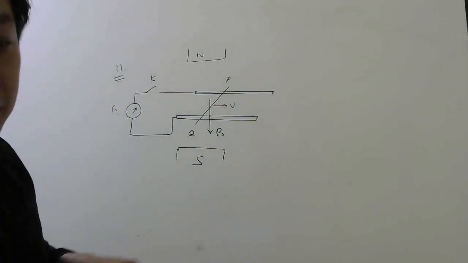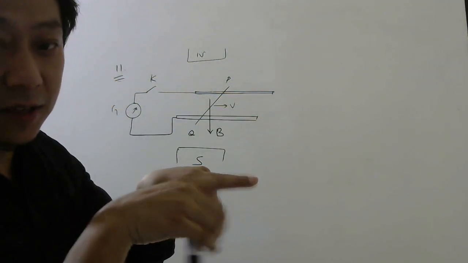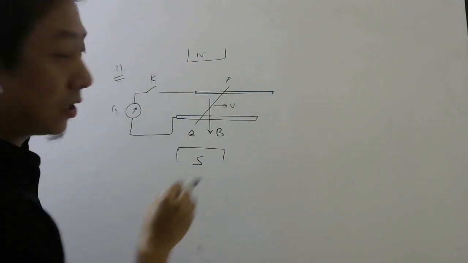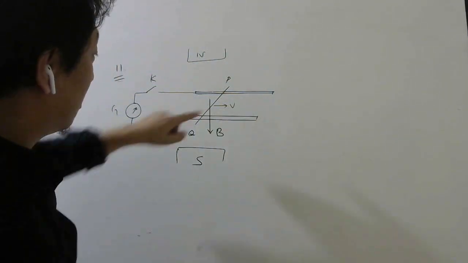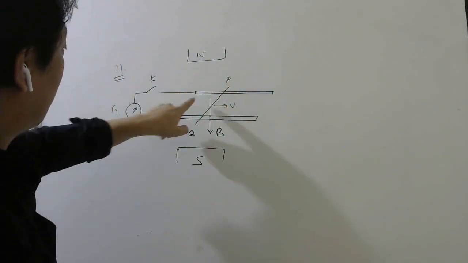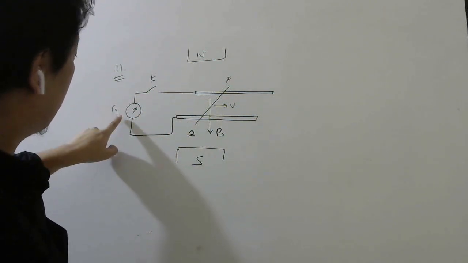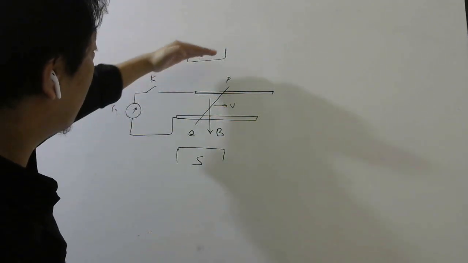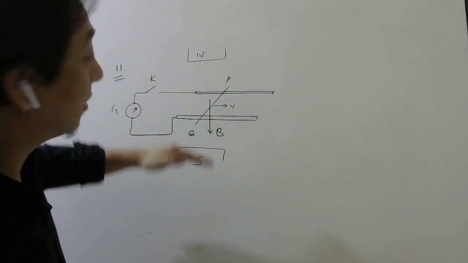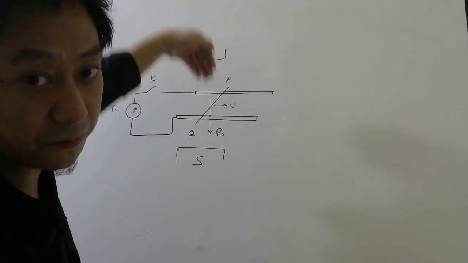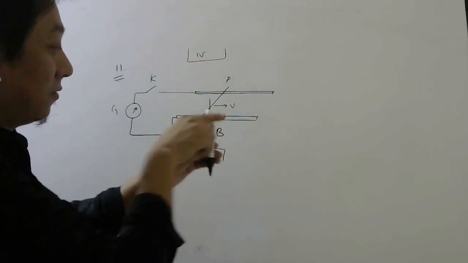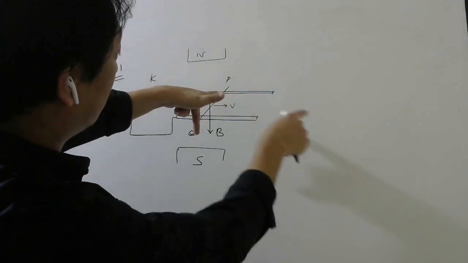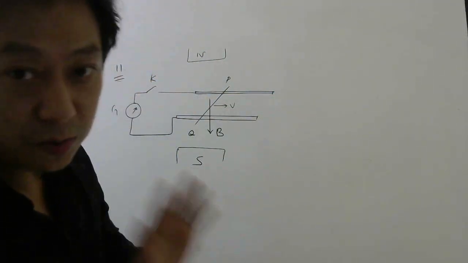Okay, in question number 11, they have two horizontal rails like this, and there is a rod which can move on the rails. This is the rod PQ. This is the velocity, and they have connected these two rails through a galvanometer to each other, and there is a key which can be closed if you want. And here permanent magnets are kept, producing magnetic field from north to south. So magnetic field is here, velocity is here, rod is kept like this. So they are mutually perpendicular, right?